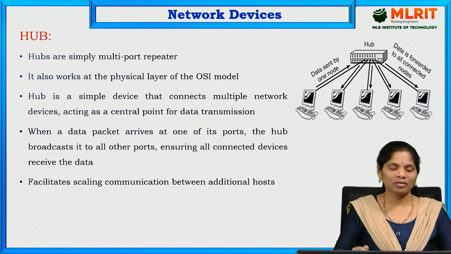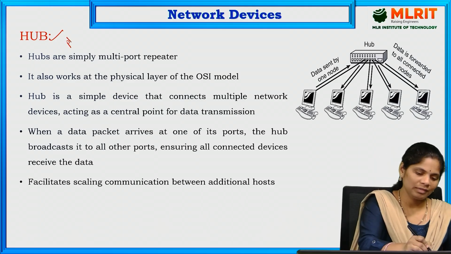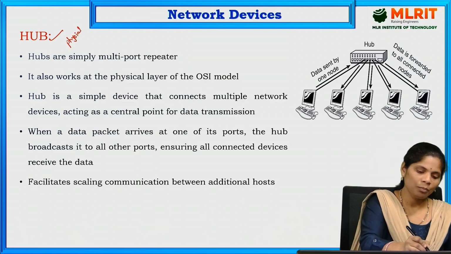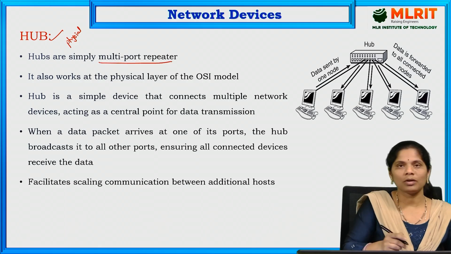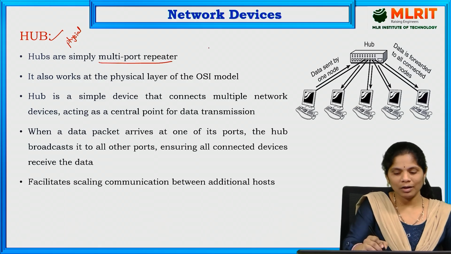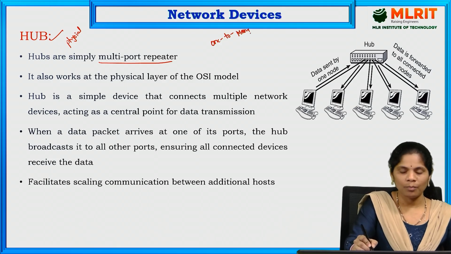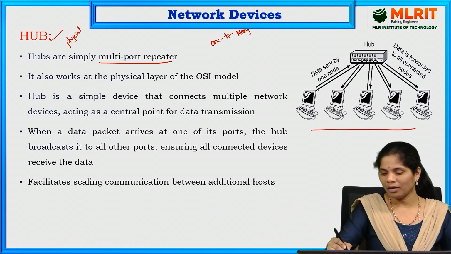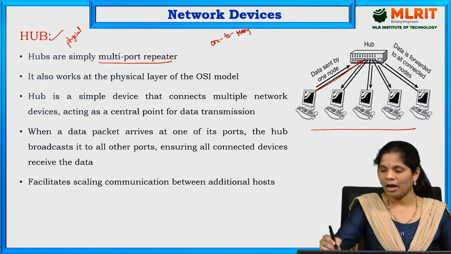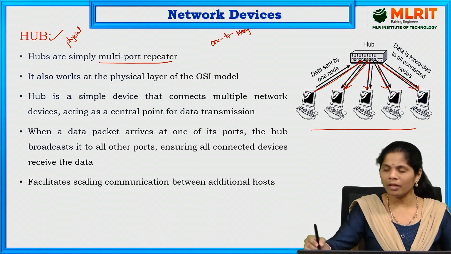Coming to the next one, the hub. It is also used in which layer? It is also used in the physical layer only. Repeater and hub both come under the physical layer only. A hub is a multi-port repeater. Previously, the repeater was 1 to 1, but here the hub is 1 to many. 1 to many is the multi-port repeater. See in this picture, it takes the data from one device and transfers it to multiple ports. That is the hub. That is the main difference.